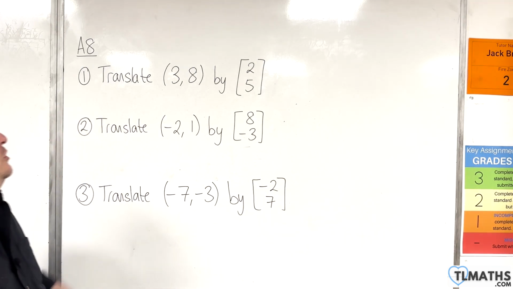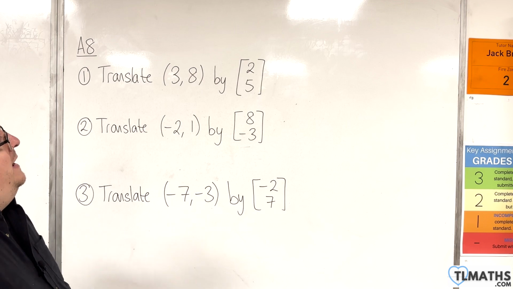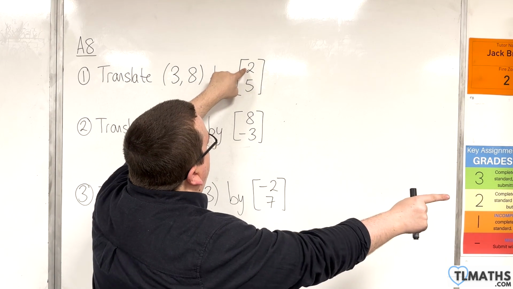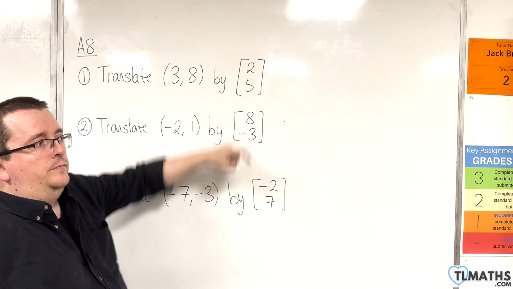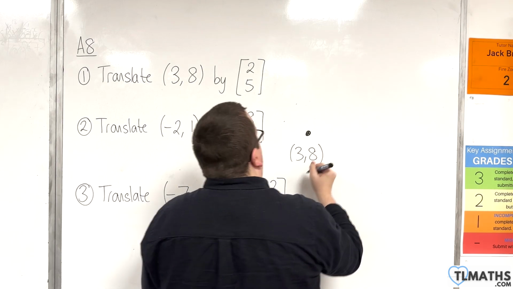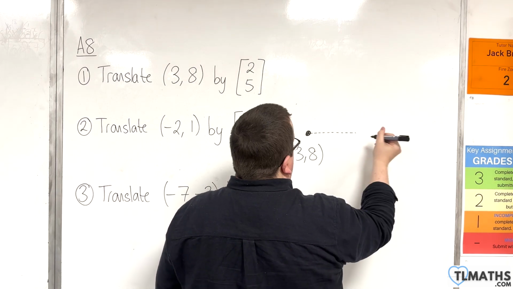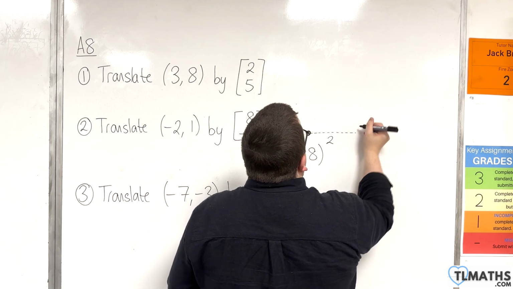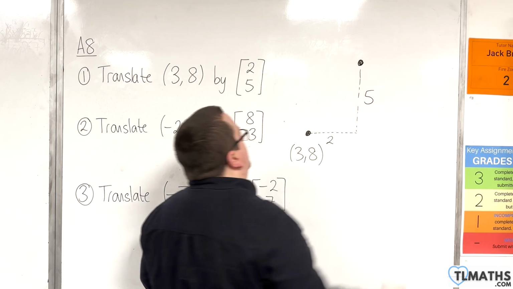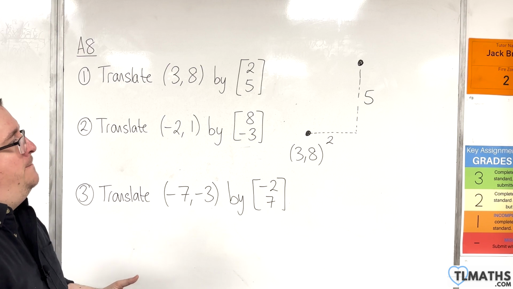So here, if I say translate the point (3, 8) by (2, 5), what that's telling you to do is to pick up that coordinate and move it 2 units to the right and then 5 units upwards. Okay, so we have this point here at (3, 8), and I need to move that 2 units to the right, and then 5 units upwards, and that will be the new point that I am interested in. So what would the coordinates of that new point be?